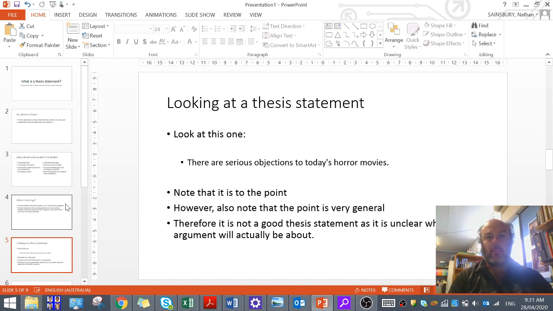Moving along. So we're going to look at a thesis statement here. Now, I've borrowed these straight off another site, and I've credited the site on the next page there. So this one is: there are serious objections to today's horror movies. So that is a statement. It is to the point. However, it's incredibly general. What are the objections would be the first question. And there's more to go with that. So it's not a good thesis statement. It's unclear what the argument will actually be about. And so we'll look at how that can be changed on the next slide.